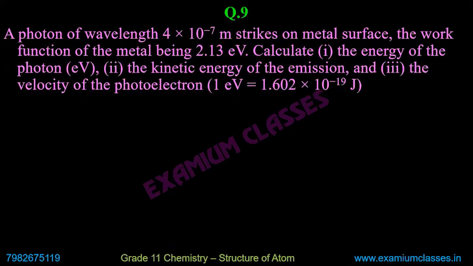Next, a photon of wavelength 4 into 10 power minus 7 meter strikes on a metal surface. The work function of the metal is this much electron volt. Calculate the energy of the photon in electron volt. Who will tell me the precaution to be taken here and the factor also? So first we have to convert the energy whatever we have obtained into electron volts by dividing it by 1.602 into 10 to the power minus 19.